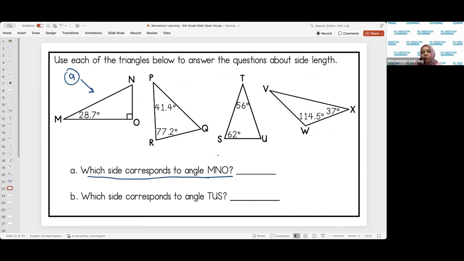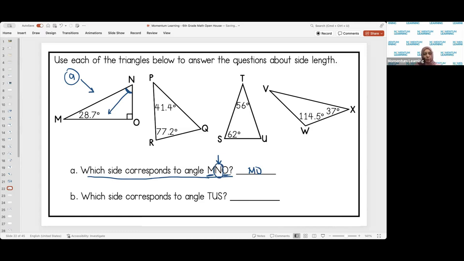Angle MNO means angle N, right? The question says, what is the opposite side of this angle? It is MO, right? So I'm going to write MO here. I can skip the letter in the middle. So MO will be the side which is opposite of angle N. Does it make sense? How to find it without looking at the triangle?